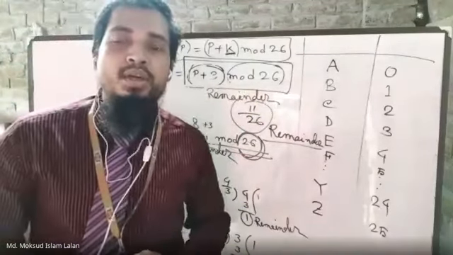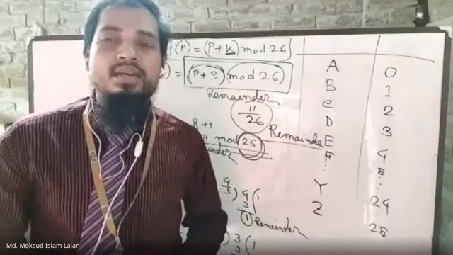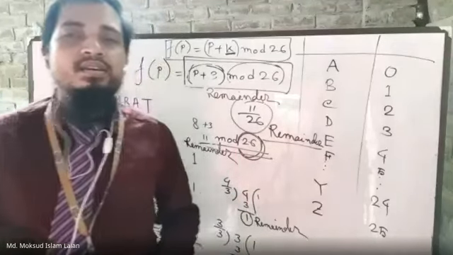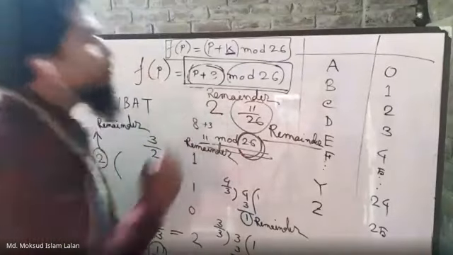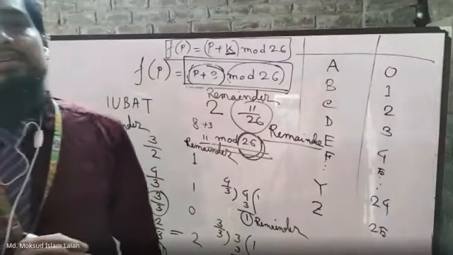ভাগশেষ কত হবে? 28 কে 26 দ্বারা ভাগ করলে? Sir, 2. 2, right? So the result will be 2. Do you understand?